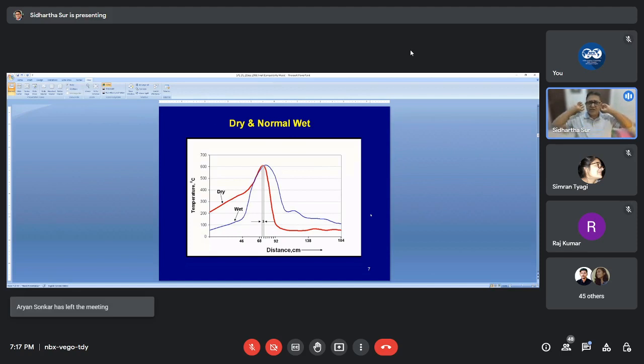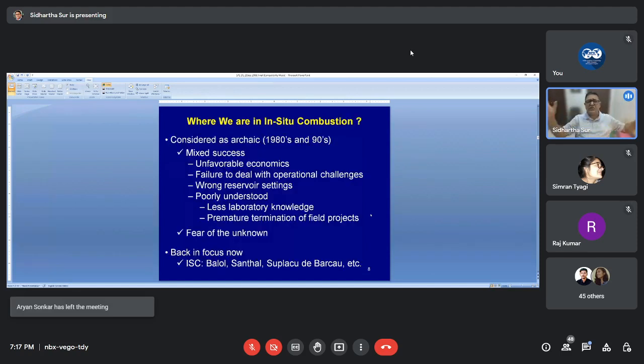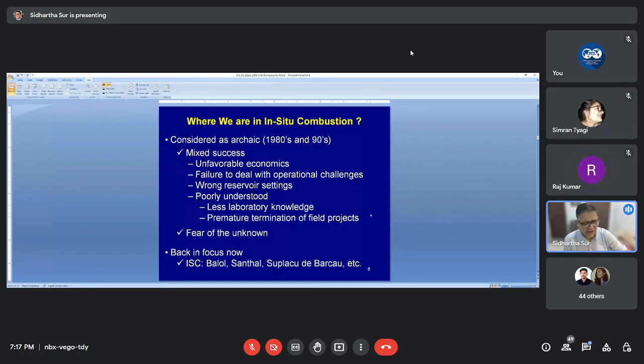In in-situ combustion, the theoretical thermal efficiency is very high. So people in the 1950s, 1960s, 1970s used to think very highly of this process and had a very good opinion about it. But since the 1980s and 1990s, a lot of failures took place. More failures than successes made this process archaic. People started losing faith in this process.